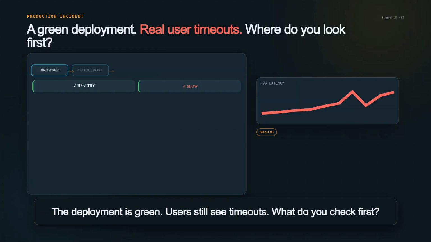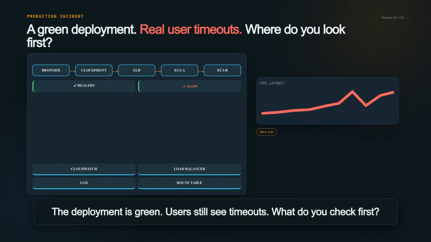Your deployment says green, but users are seeing timeouts. Do you check CloudWatch, the load balancer, IAM, or the route table first? That is the kind of operational judgment behind AWS Certified CloudOps Engineer Associate Exam SOA-C03.